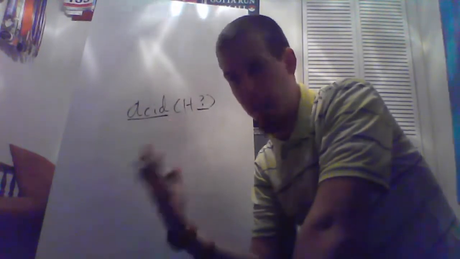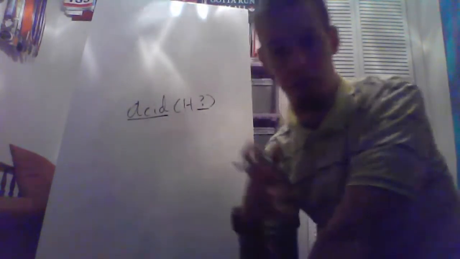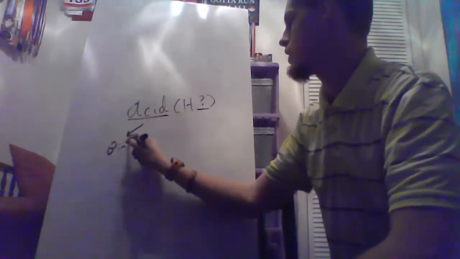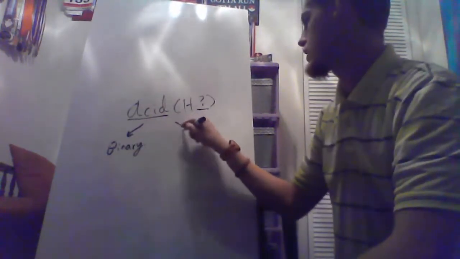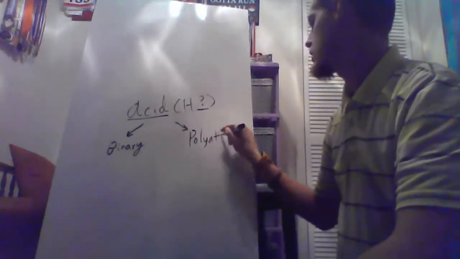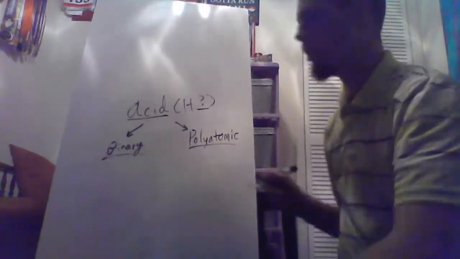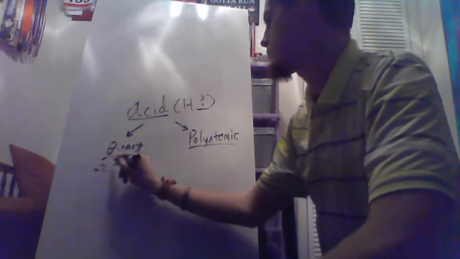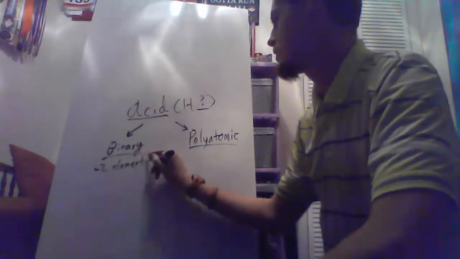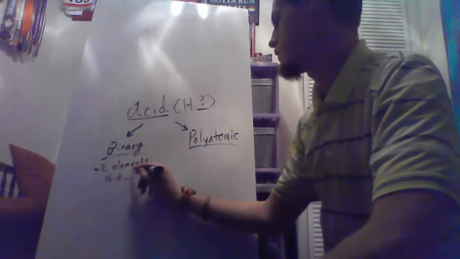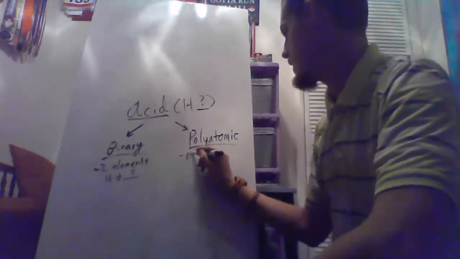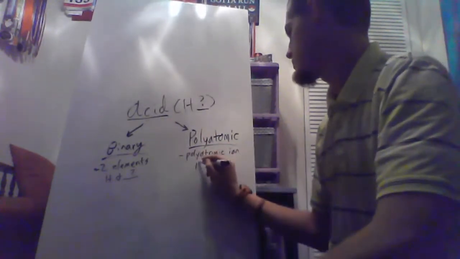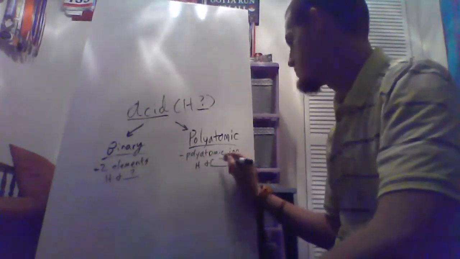So unlike ionic and covalent naming, where you can look and see, is this a metal? Is this a non-metal? That's going to be really helpful. And there's two types. There's binary, and there's polyatomic. Both aren't too bad, but you don't want to mix them up, okay? Binary acids have two elements: H and something else. Polyatomic acids have a polyatomic ion. Those are on the back of your periodic table. So it's going to be H and some polyatomic ion.